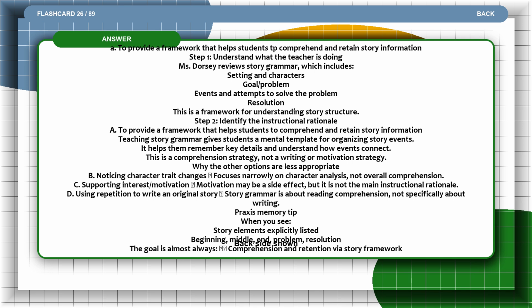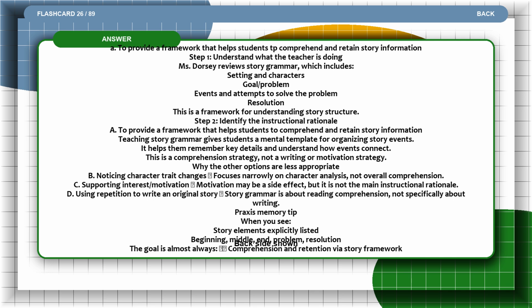Step 2. Identify the instructional rationale. A. To provide a framework that helps students to comprehend and retain story information. Teaching story grammar gives students a mental template for organizing story events. It helps them remember key details and understand how events connect. This is a comprehension strategy, not a writing or motivation strategy.